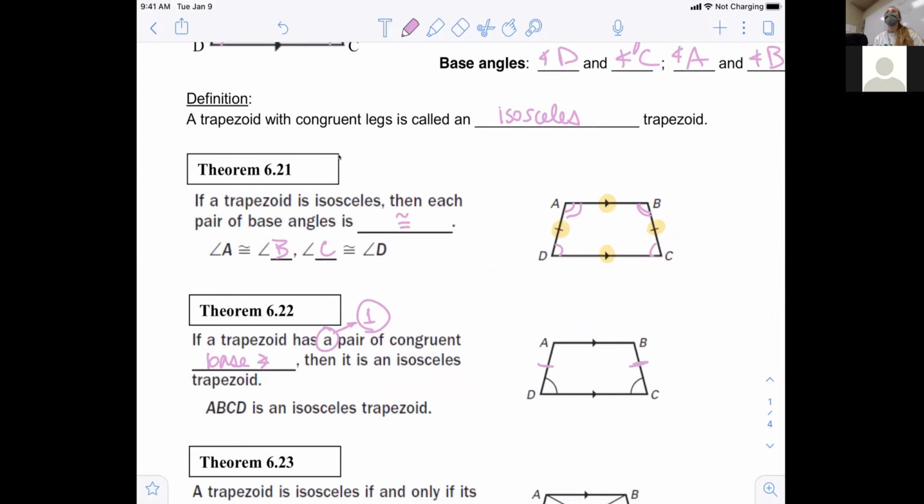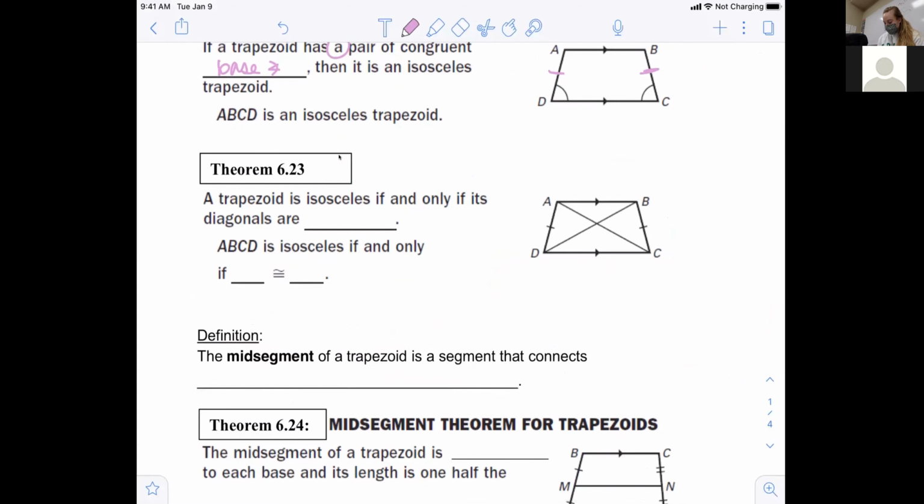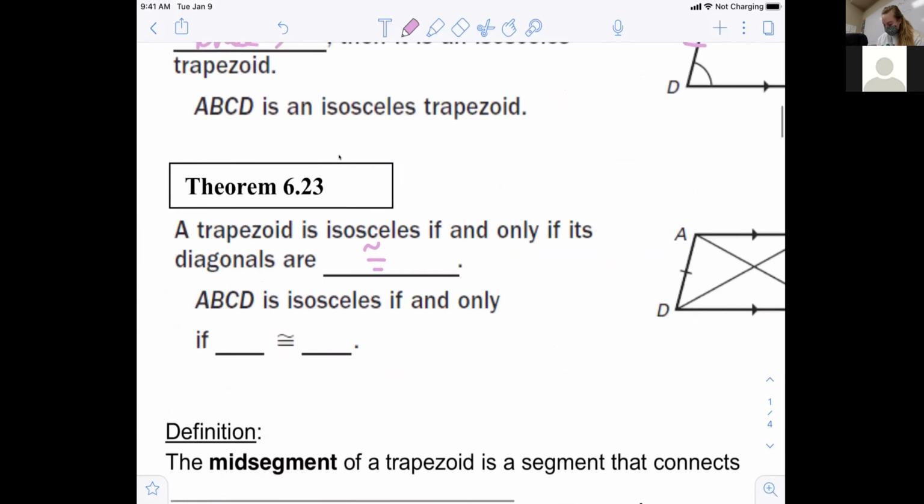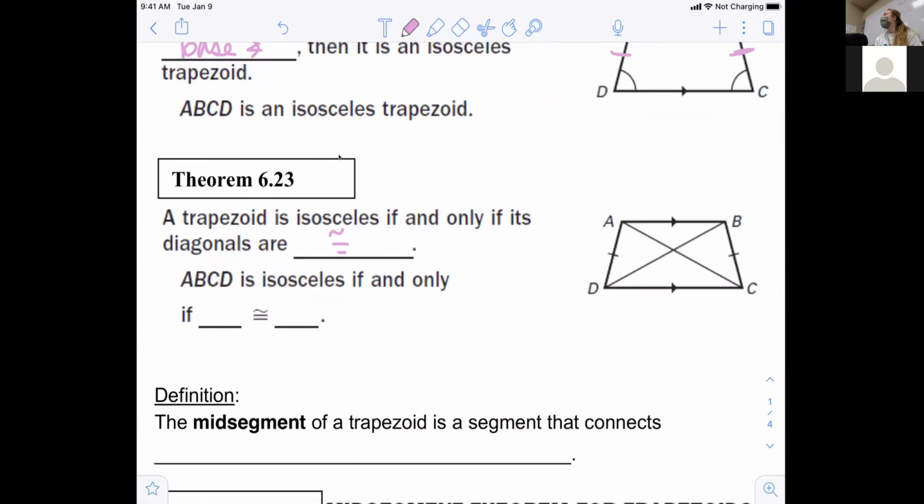All right. Any questions? Any thoughts? All right, let's keep going. The next one: a trapezoid is isosceles if and only if its diagonals are congruent. Just like a rectangle and a square, our isosceles trapezoids have congruent diagonals. So ABCD is isosceles if and only if AC is congruent to BD.